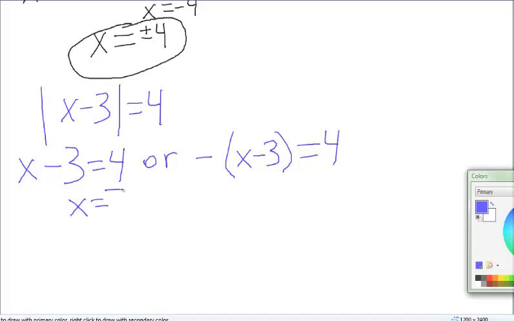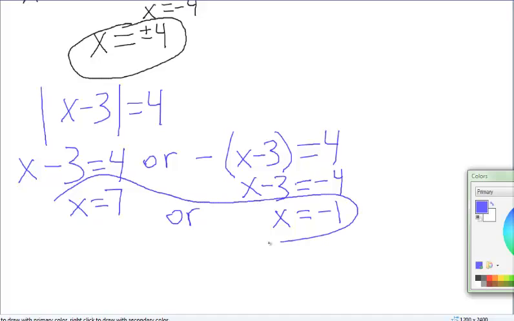This one we solve fairly easily. X equals 7 by adding 3. Here we bring the negative over. X minus 3 equals -4. And so x equals -1. So our answers are x equals 7 or -1. Some people will actually skip this step here and just go straight to x minus 3 equals -4. I like to write it this way because it's something we're going to do later when we do inequalities.